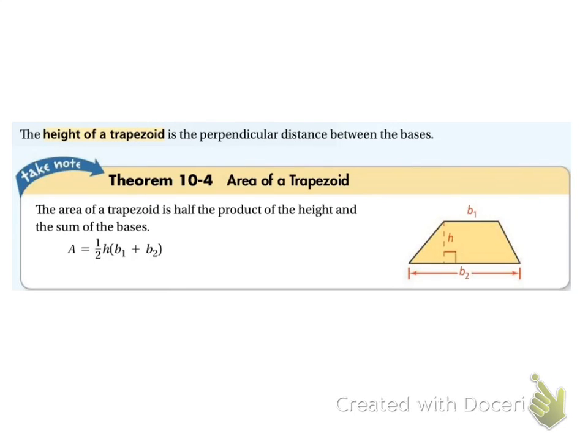This is 10.2a of geometry. So we're going to talk about the area of a trapezoid. So here's what a trapezoid looks like most of the time.